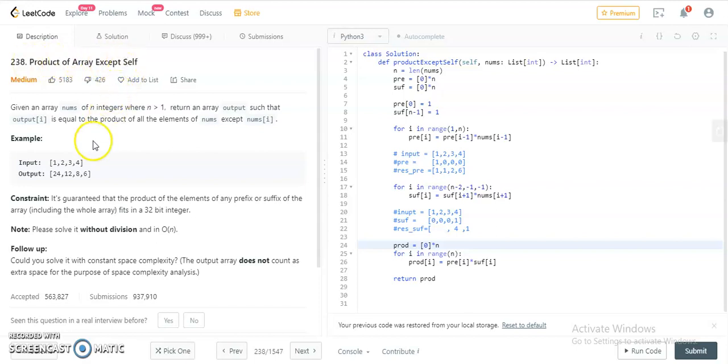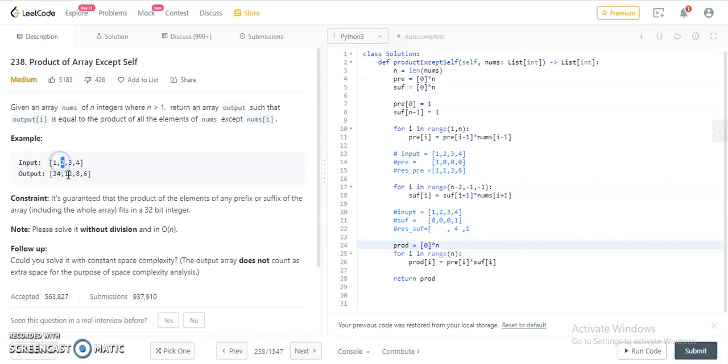Today our problem is Product of Array Except Self. What this problem states is we are given an input array and we have to replace each index value by the multiplication of the remaining values. Suppose we consider the zeroth index, then the multiplication of the remaining index values would be 24. Then we have substituted 24 here.